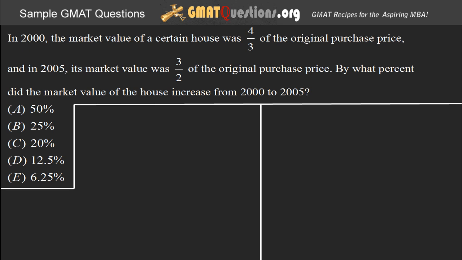Let's read the question. In 2000, the market value of a certain house was 4/3 of the original purchase price. In 2005, its market value was 3/2 of the original purchase price. By what percent did the market value of the house increase from 2000 to 2005? So, as you can see, we are dealing with a percentage increase.